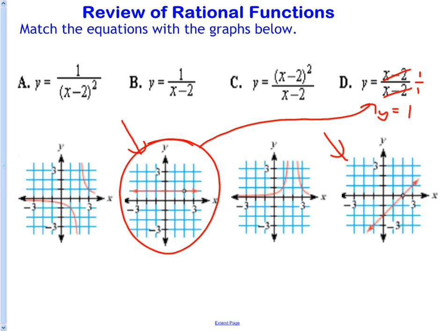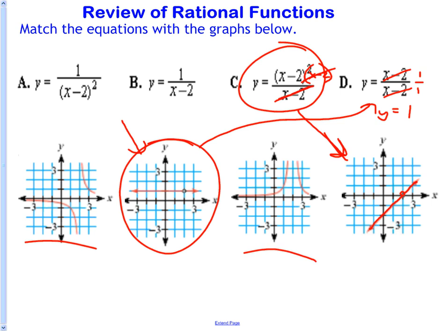This other one has a hole at 2 also. And when this cancels, this one is squared, which means 2 of them. And so then I cancel one of them, and I'd have y equals x minus 2, and that is what this line is. And it's got a hole at 2, which works perfect. So that goes there. All right, then we're left with A and B must be either this one or this one. And this one's kind of your normal rational, except it's been shifted. Which way?